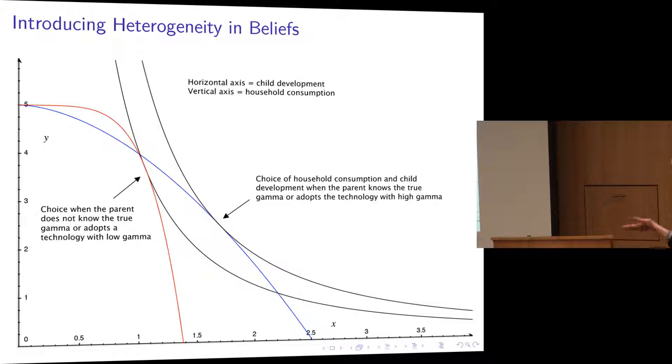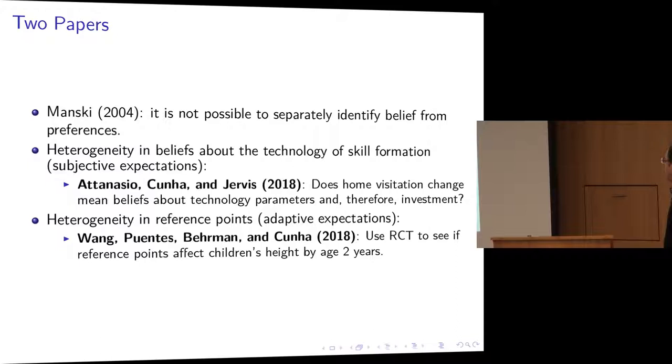But not yet. So, two papers. The first paper is with Orazio Attanasio and Pamela Jervis, and it truly is about whether a home visitation program can change mean beliefs about the technology parameters and therefore investment. And the second one is really about whether a randomized controlled trial can affect parental beliefs about reference points. So that's the story. I'll try to be as clear about both papers as I can.